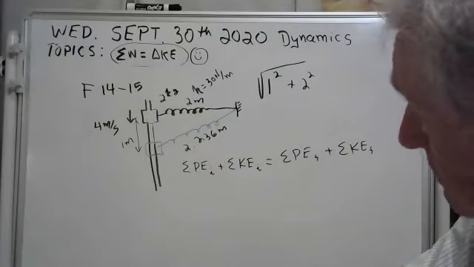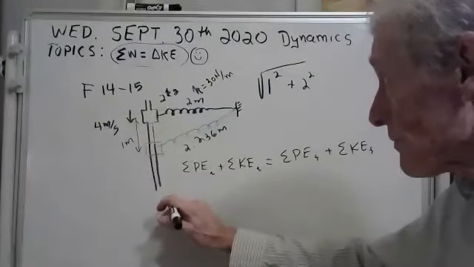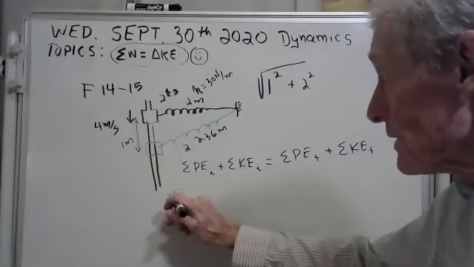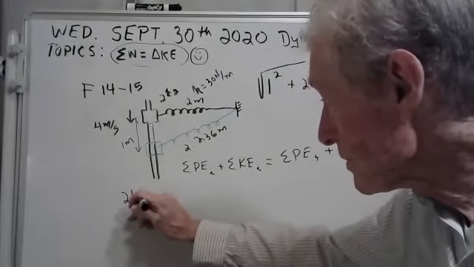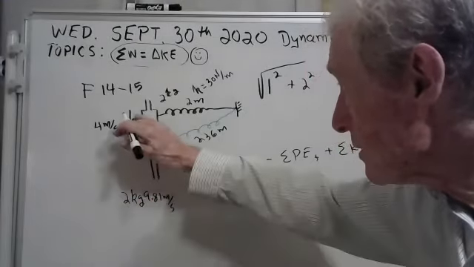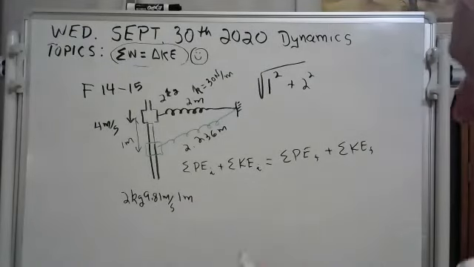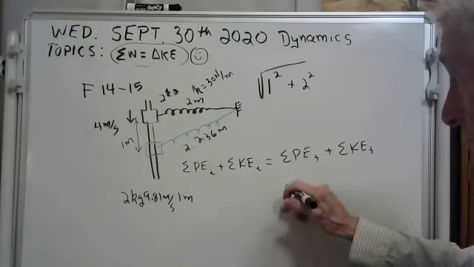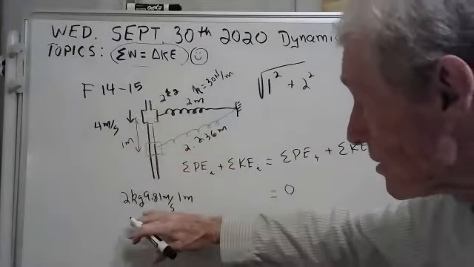And the initial, there's gravitational potential energy, and we'll say that that's equal to mgh. 2 kilograms, let me write it over here. I might run out of space here. 2 kilograms, 9.81 meters per second squared, 1 meter. That's the initial gravitational potential energy. Now the final gravitational potential energy is going to be 0, because when it gets down to here, it's lost all of that.